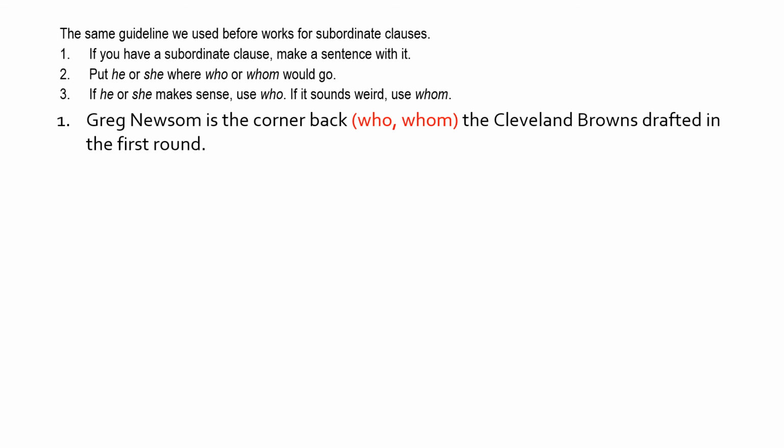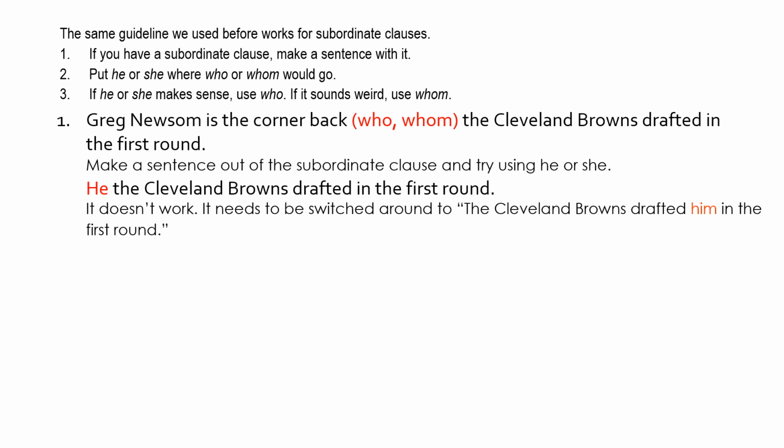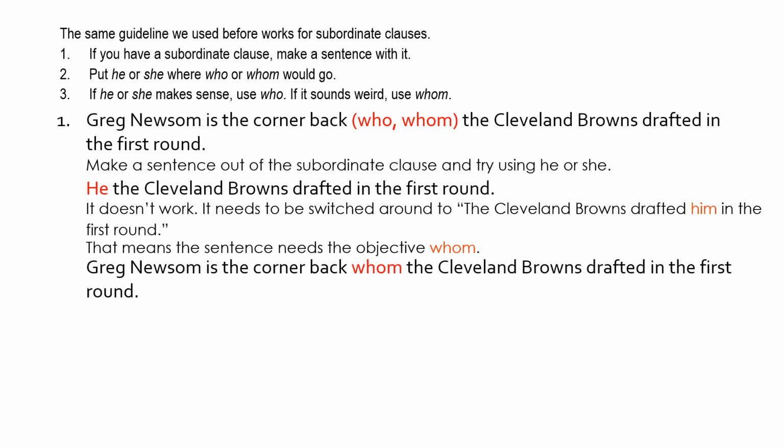Greg Newsome is the cornerback who or whom the Cleveland Browns drafted in the first round. Make a sentence out of the subordinate clause and try using he or she. He, the Cleveland Browns drafted in the first round. It doesn't work. It needs to be switched around to the Cleveland Browns drafted him in the first round. That means the sentence needs the objective whom. Greg Newsome is the cornerback whom the Cleveland Browns drafted in the first round.